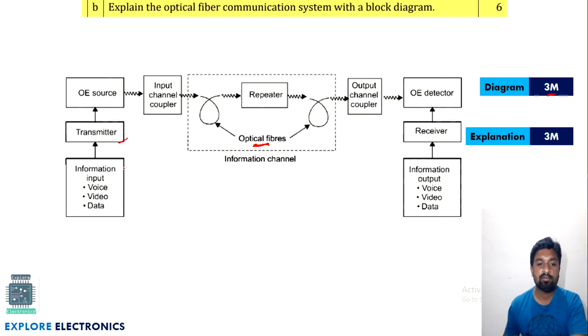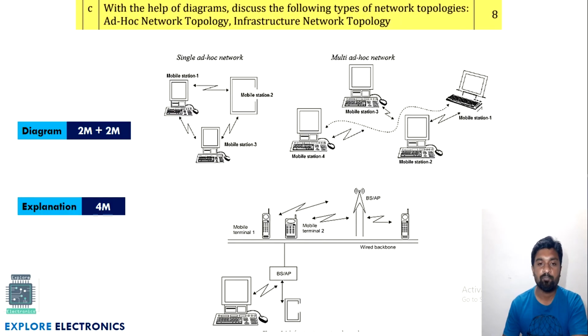And what is the transmitter, what is the information we can send, what do you mean by optical fiber, and how the communication will be, total internal reflection. These are the things we need to write here as an explanation.